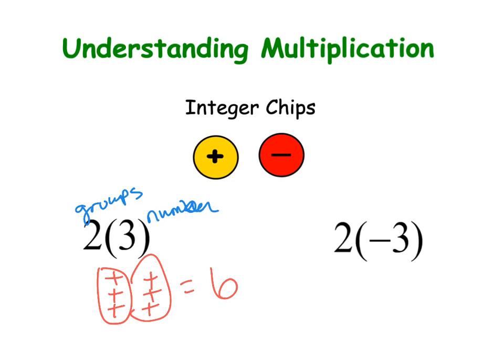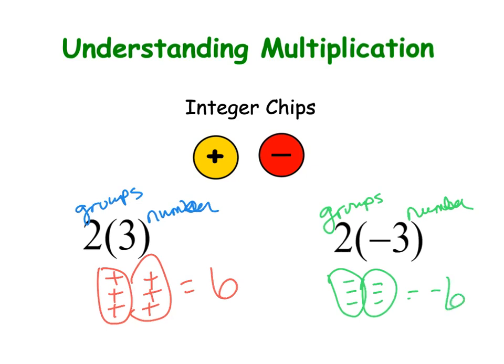We can do the same thing with negative. We want 2 groups of negative 3 negatives. So I'm going to have 3 negatives, there's a group. 1, 2, 3 negatives, there's a group. Altogether, I have 6 negatives, and that is my answer.